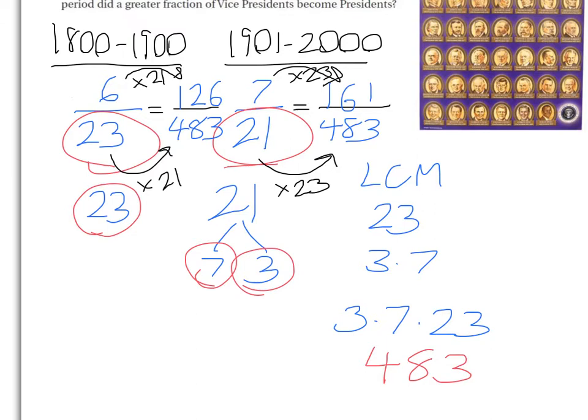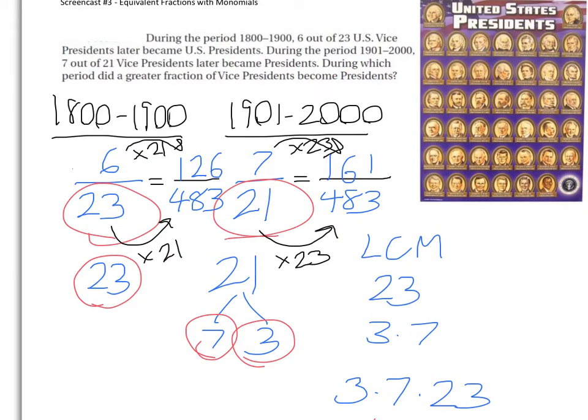So the two fractions that we are now comparing are 126/483 and 161/483. Well, notice that the denominators are, of course, the same, which means to compare the fractions and to find out the answer to the question, which asks, during which period did a greater fraction of vice presidents become president, we have to look at just the numerators. And of course, 161 is a larger number than 126, so therefore we can safely say between 1901 and 2000, a greater fraction of vice presidents became president. Ta-da! What we just did was we just compared two fractions.